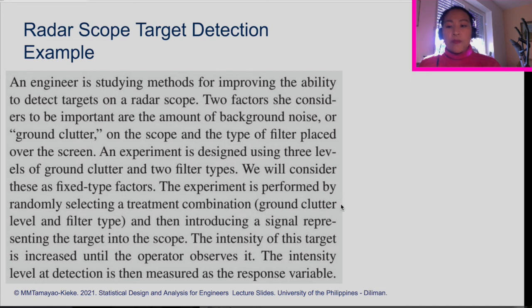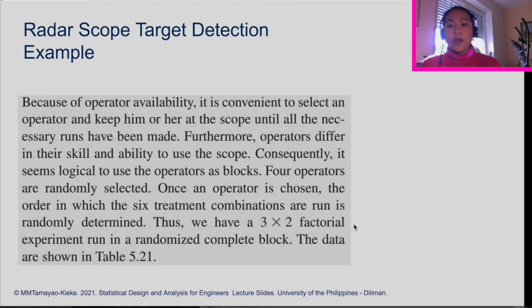The experiment is performed by randomly selecting a treatment combination, so ground clutter level and filter type, and then introducing a signal representing the target into the scope. The intensity of this target is increased until the operator observes it. The intensity level at detection is then measured as the response variable. Because of operator availability, it is convenient to select an operator and keep him or her at the scope until all the necessary runs have been made.